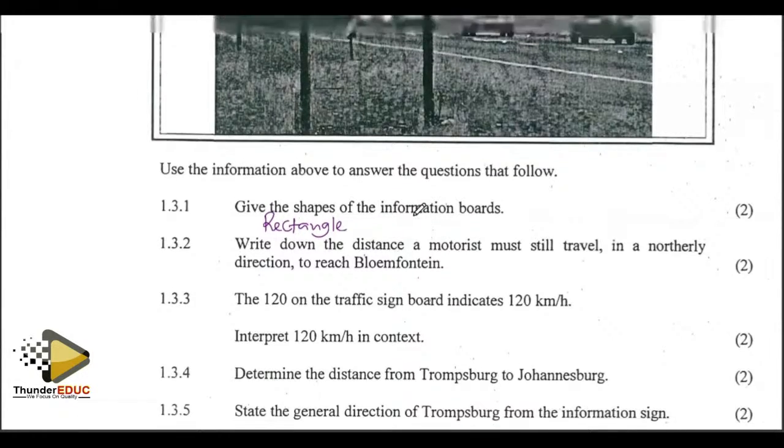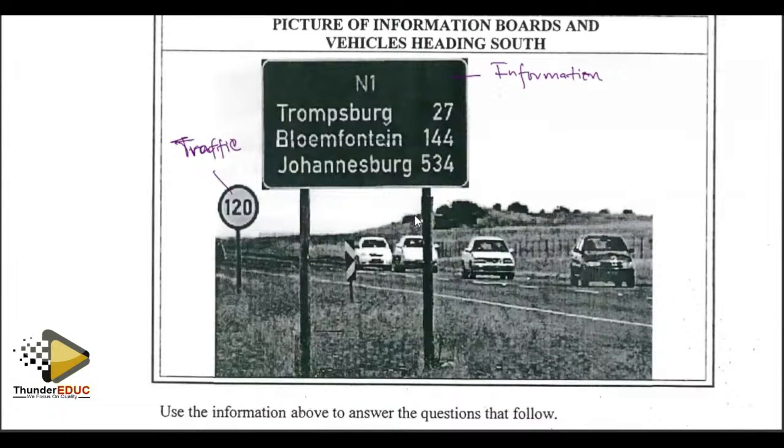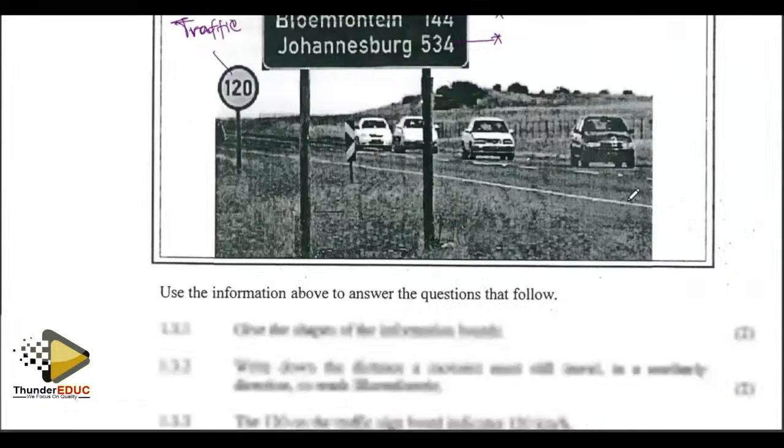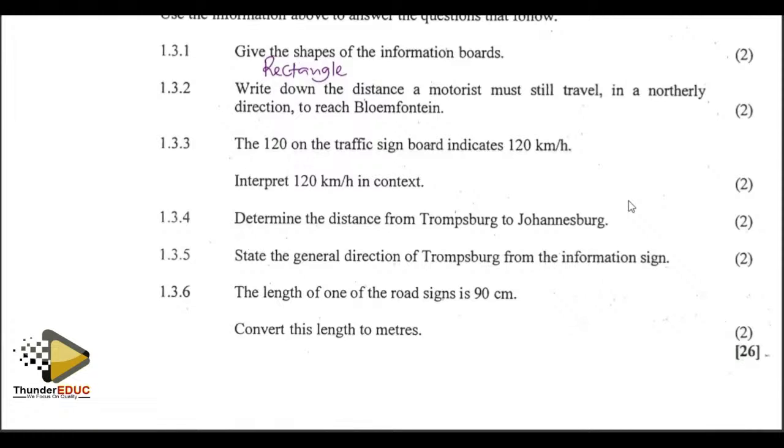So now we are looking at the distance in the northerly direction. We are facing that side. So we shall subtract, which is 534 kilometers minus 144. And the answer you get is 390. Don't forget the units. 390 kilometers.